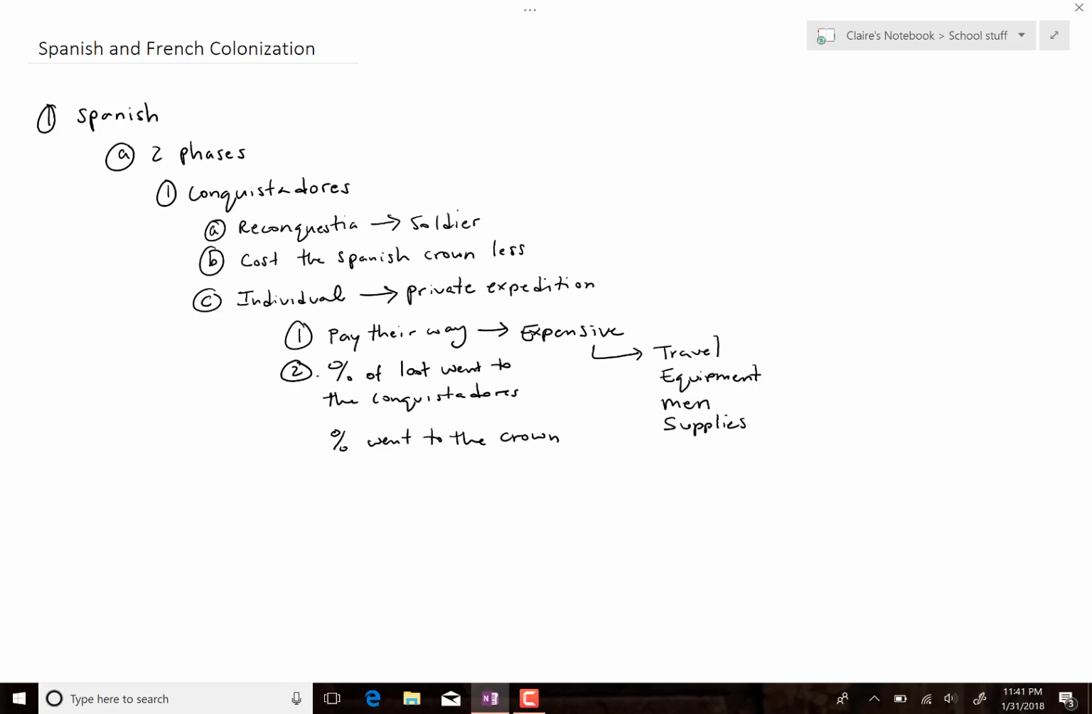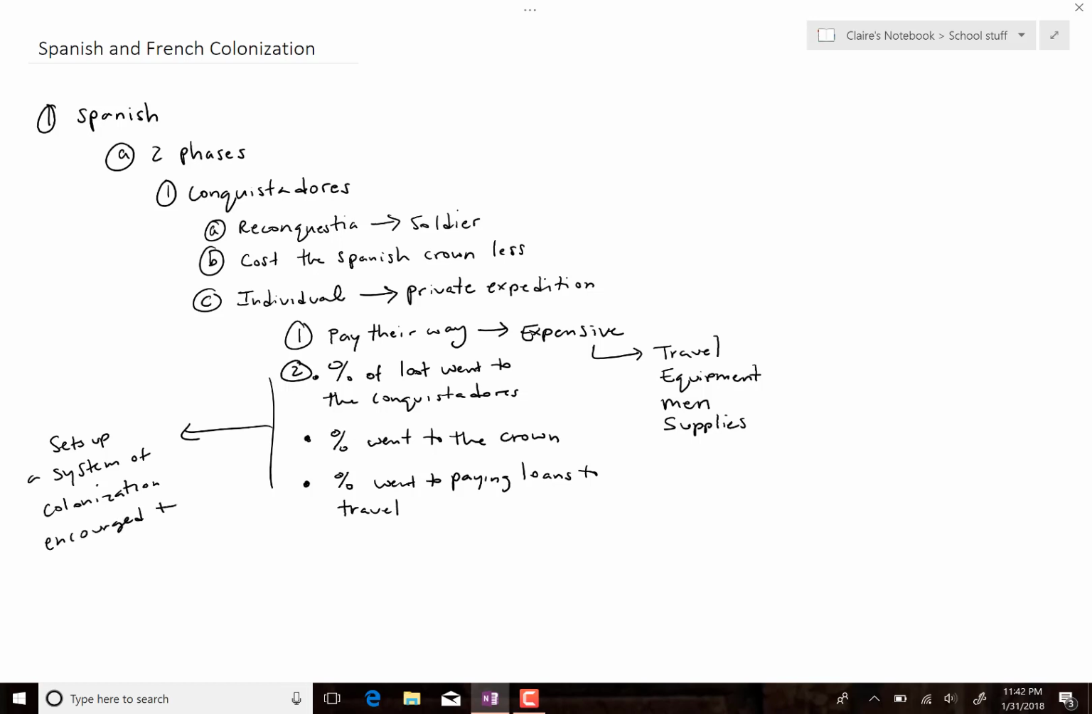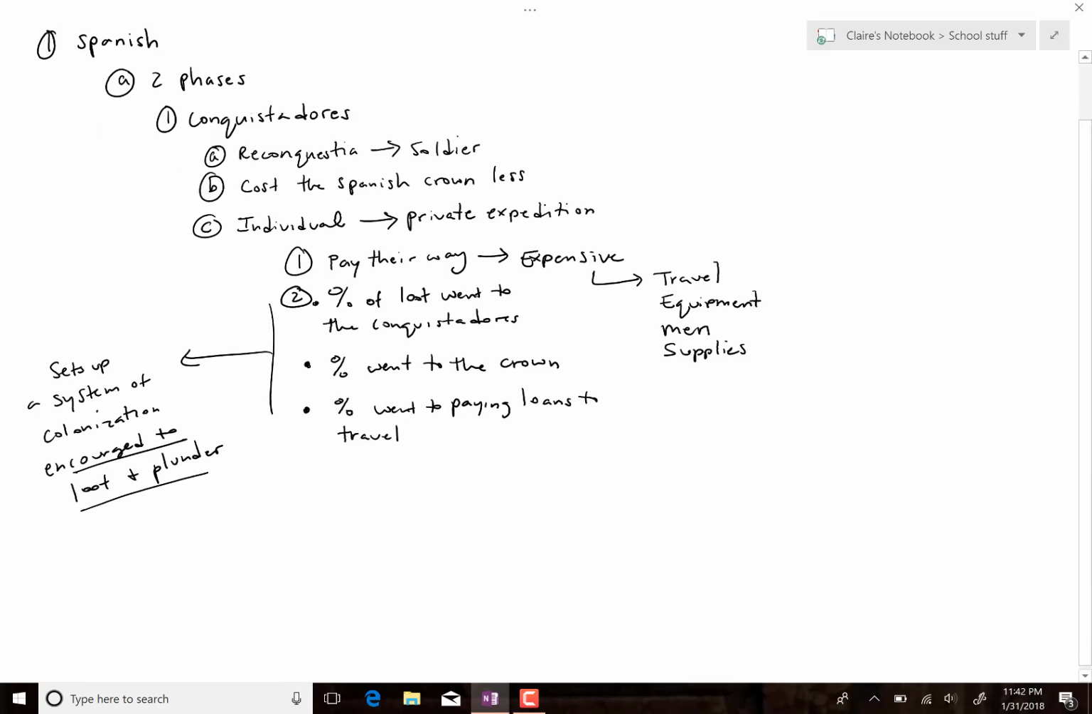And the reality is that most could not finance it all on their own with their own money. So a percentage went back to paying the loan or loans that they got to travel. This is important because this system sets up a system of colonization where you are encouraged to loot and plunder, right? Because you have to make back your money, and the people that were going had to make all this money back. It's expensive, and they took out loans.